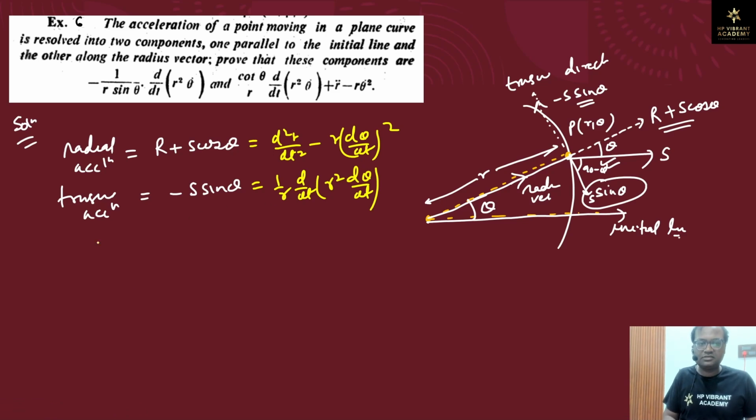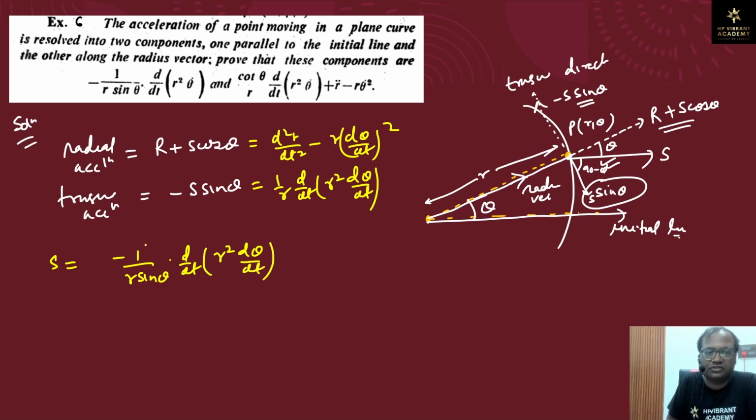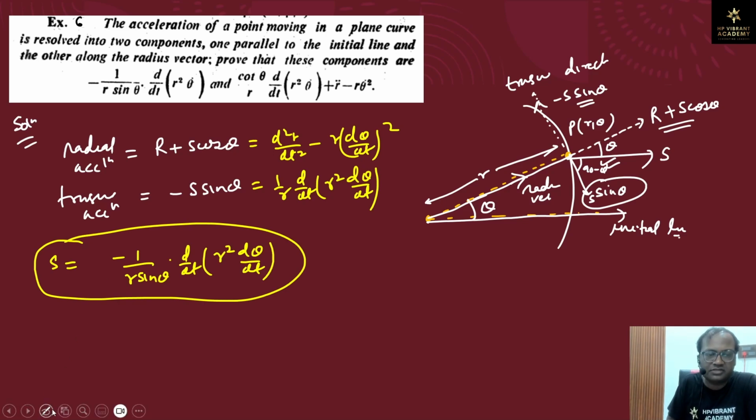So from here we have s equal to minus 1 upon r sin theta d upon dt of (r square d theta upon dt). This is the acceleration along the initial direction, that is s. We have these components: one parallel to the initial line, that is s, and this component is minus 1 upon r sin theta d upon dt of (r square theta dot), where theta dot is d theta upon dt. Now let us put s in this particular expression.